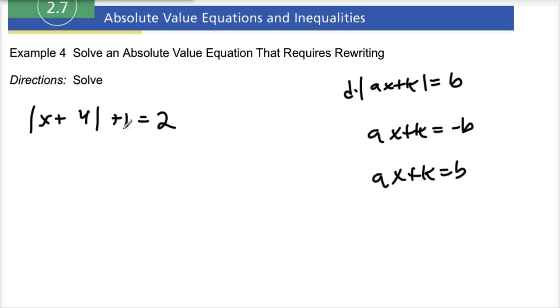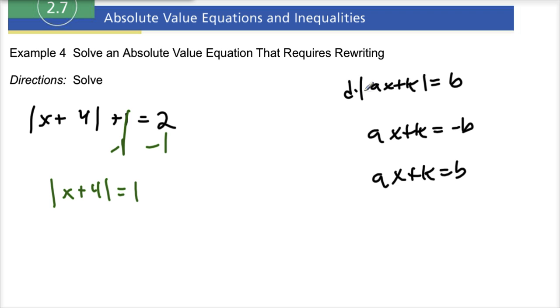So look at what we have right here. Notice that on the left-hand side, the absolute value is not by itself. And since it's not by itself, we need to get it by itself. So we need to get rid of this plus 1. So we're just going to use our properties of equality. We're going to subtract 1 on both sides. And we have the absolute value of x plus 4 equals 1.